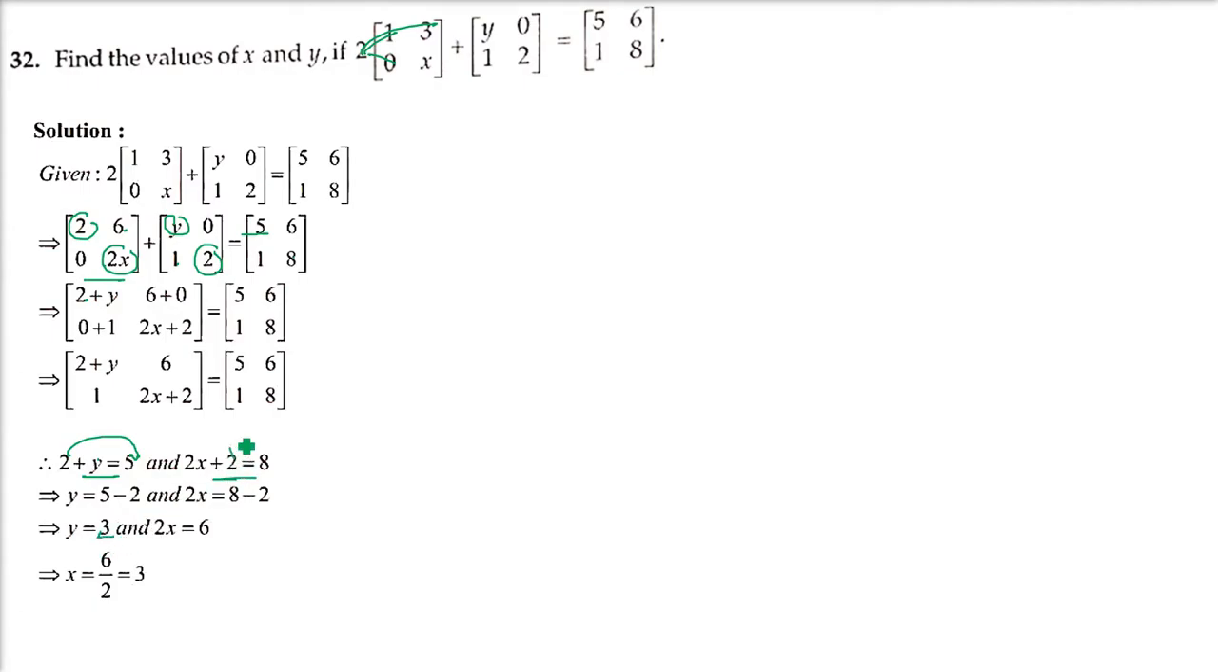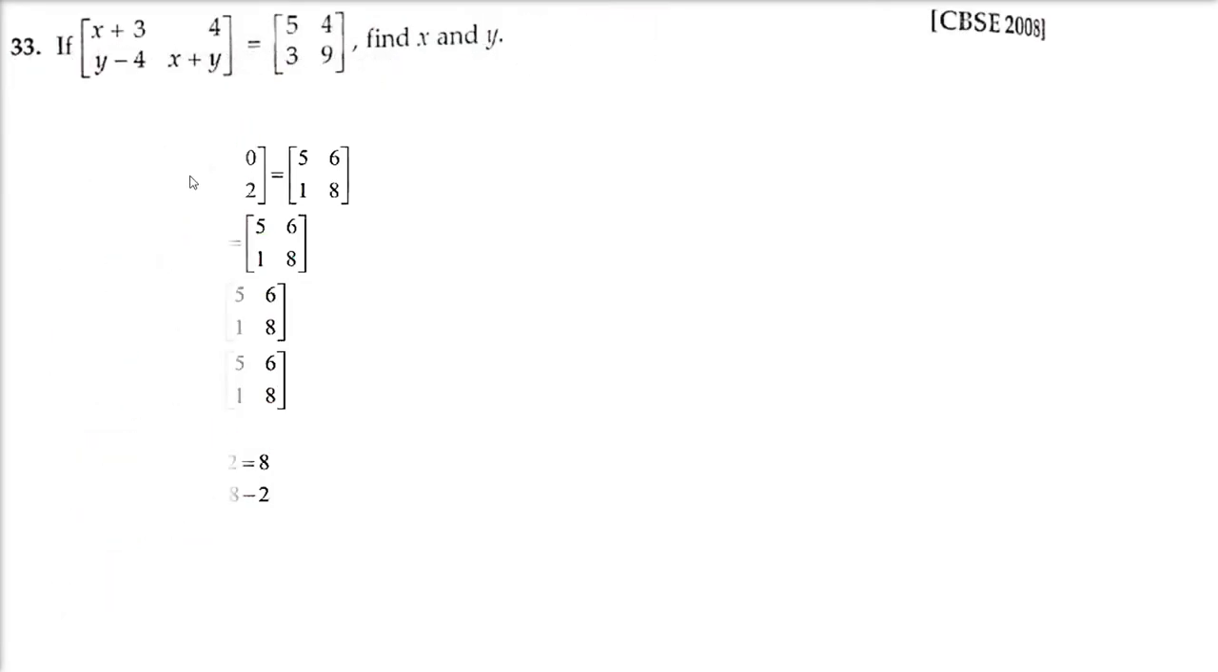And this is going to be 2x is 6. So x will be 6 by 2, that is 3. So 2x is 6, so you get 3. So y is 3 and x is also 3.